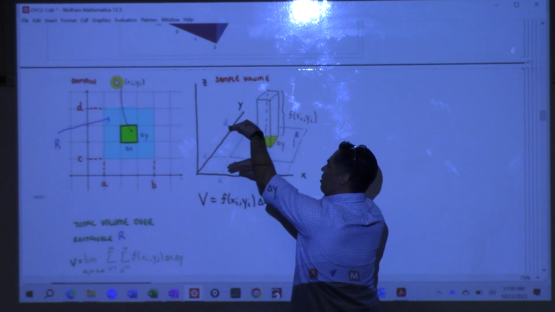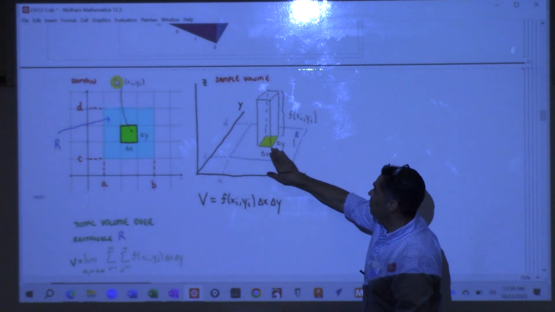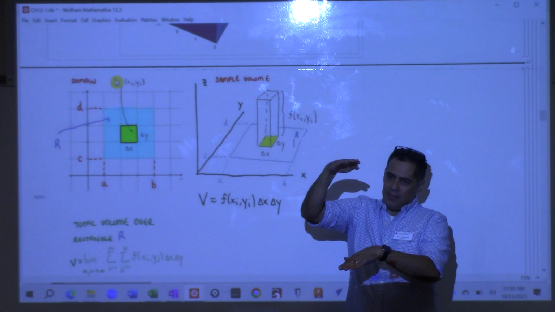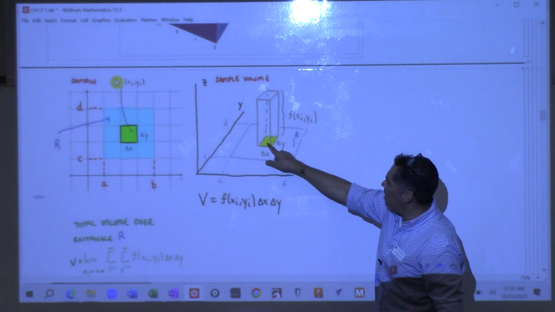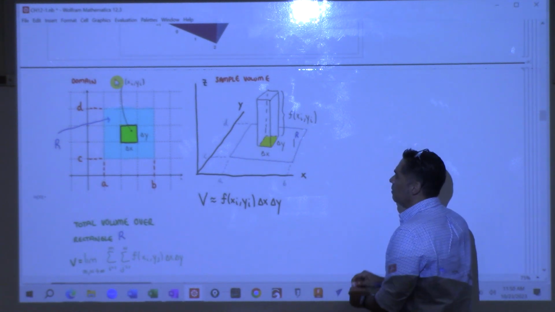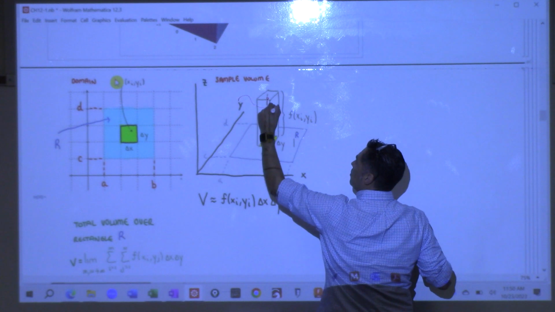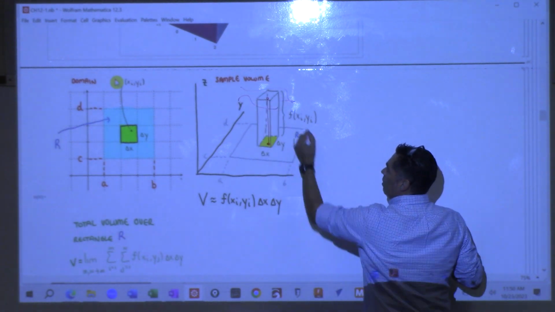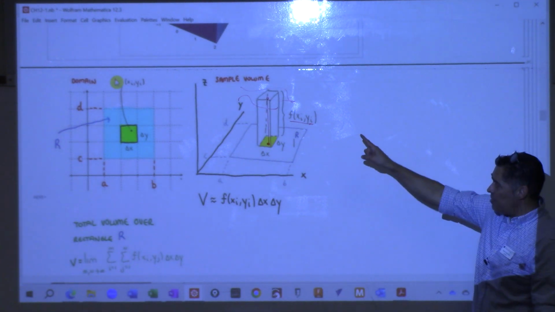Here's our A to B. Here's our C to D, right? Now, how tall is the block? Well, it's the height of the function, isn't it? At some point in there, right? So there's some point in here that if I plug that point in, it'll hit that surface up here somewhere, and that's how tall it is. It's that right there. So what's the volume of that block, just that single block?